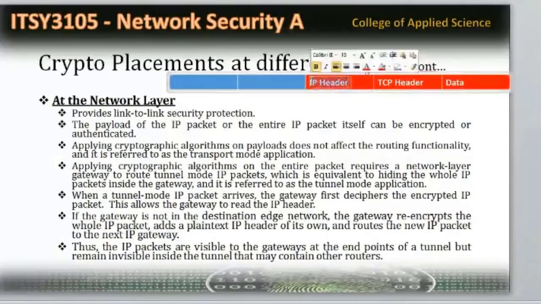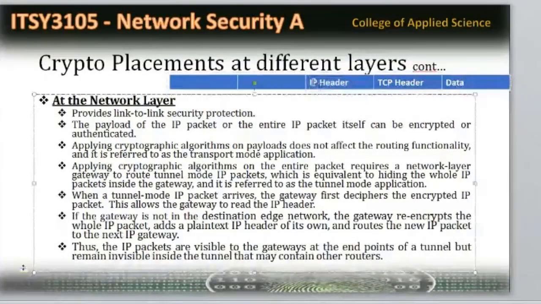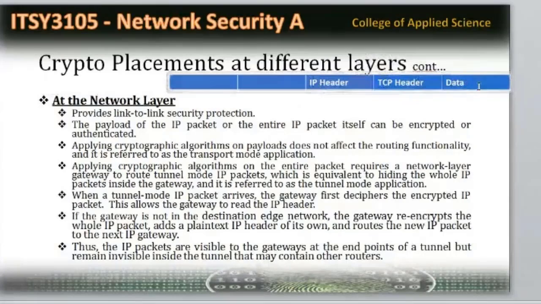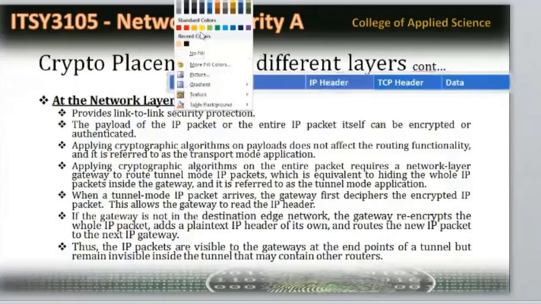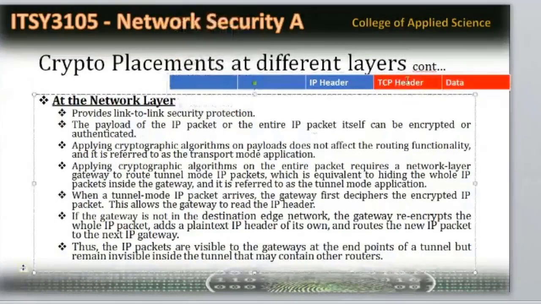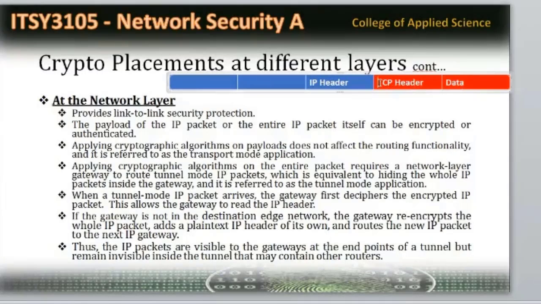I'm going to change the color now. You can see this is the header, and these two things I'm going to receive from the previous layer. So this is the payload. TCP header plus data is the payload. So only this I'm going to encrypt, and the IP header I'm going to include.